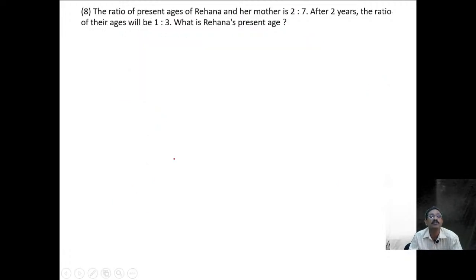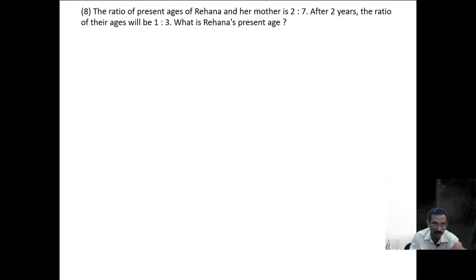The ratio of the present ages of Rehana and her mother is 2:7. After 2 years, the ratio of their ages will be 1:3. What is Rehana's present age?